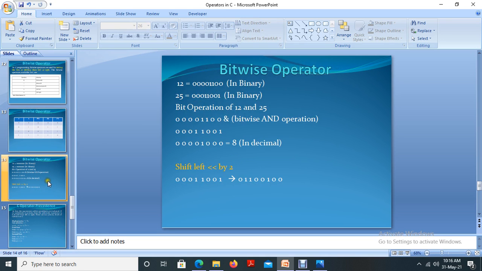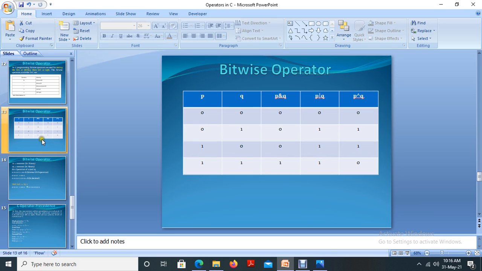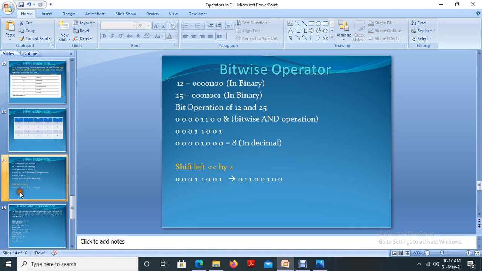That's all about the bitwise binary operator. Likewise, you can perform similar calculation for bitwise OR and bitwise XOR, that is exclusive OR operation. Okay, you can do the remaining calculation based on this table. So that is up to you. You can take care of that. Okay, that's all about bitwise operator.